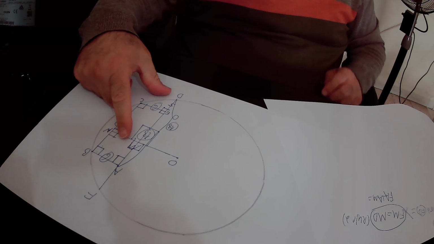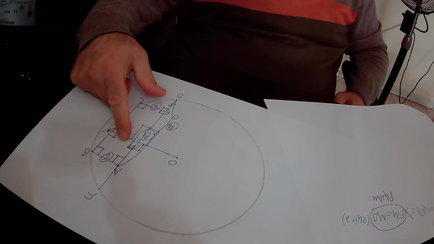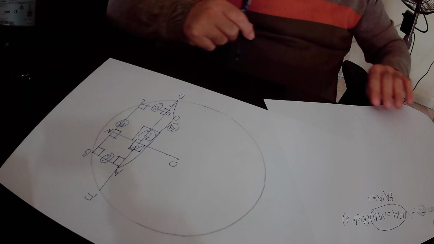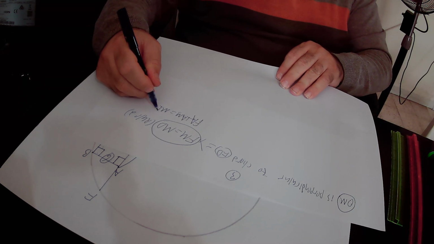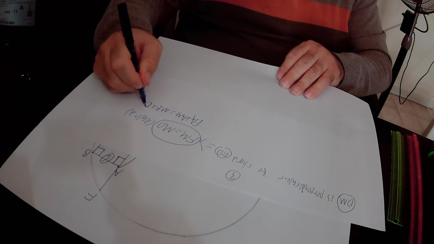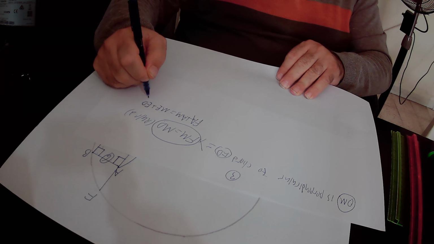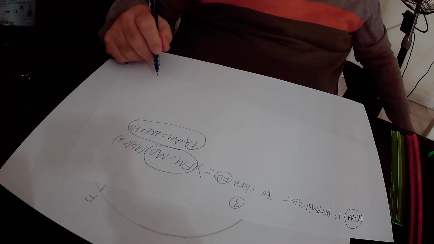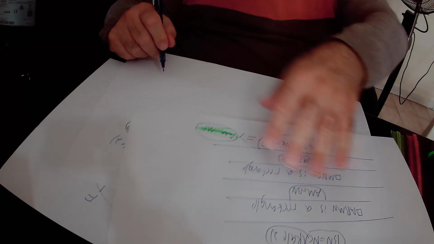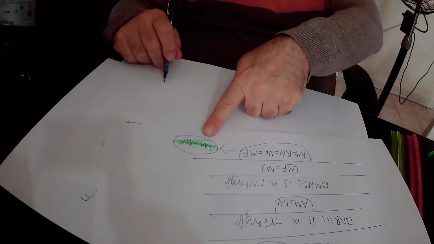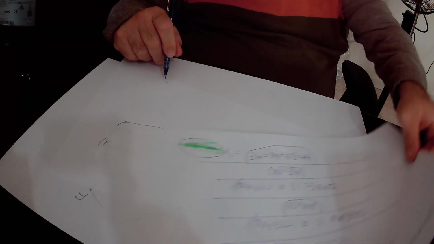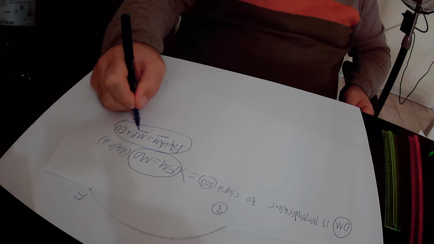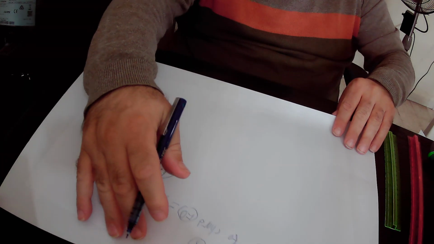Here, MD equals ME plus ED again. ME plus ED equals MD. So in conclusion, we found out that FA plus AM equals ME plus ED. But we have already found out that AM equals ME. Line segment AM equals line segment ME.